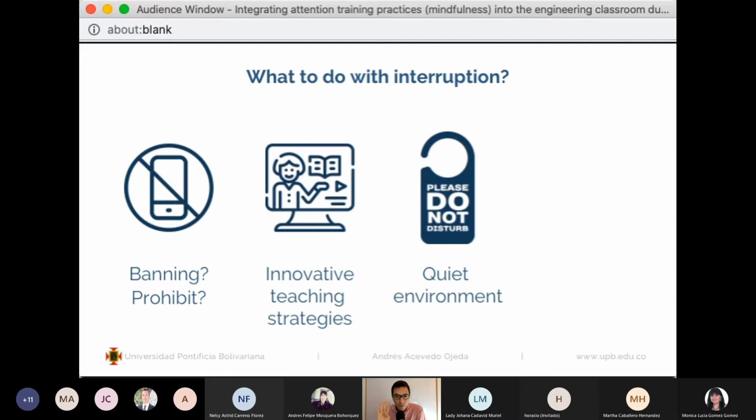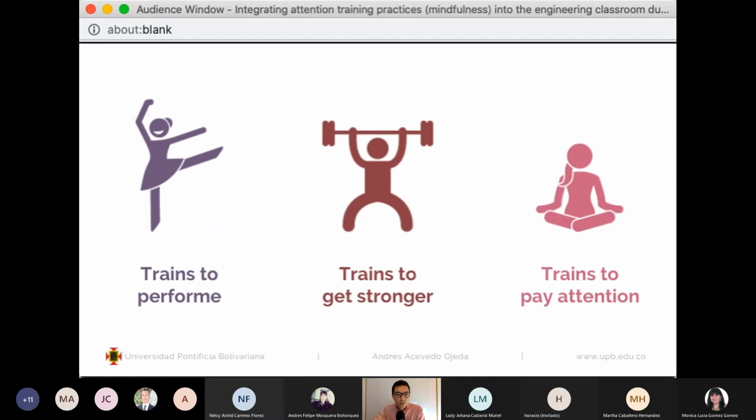But there is a fourth solution to this problem. And that solution involves training in attention, or what we call attention training. So just as a ballerina trains to perform, or an athlete trains to get stronger, it is possible to train our capacity to pay attention.